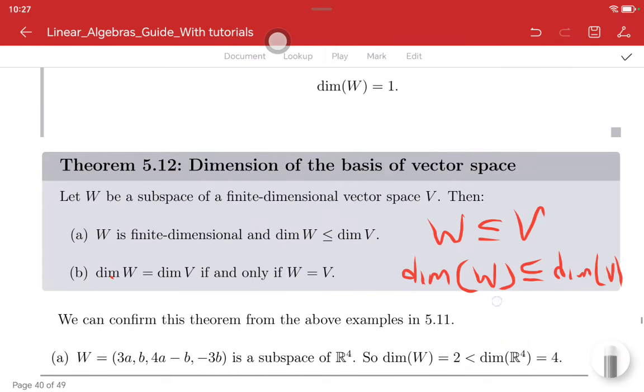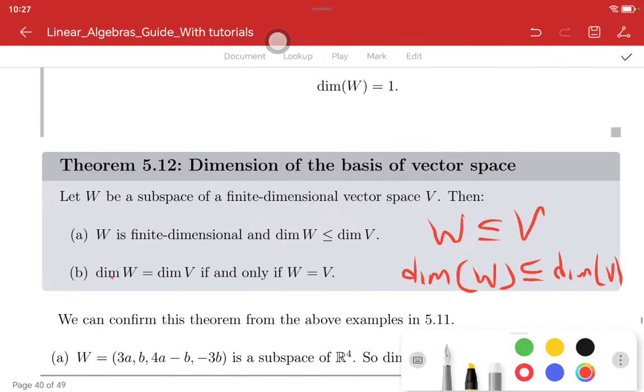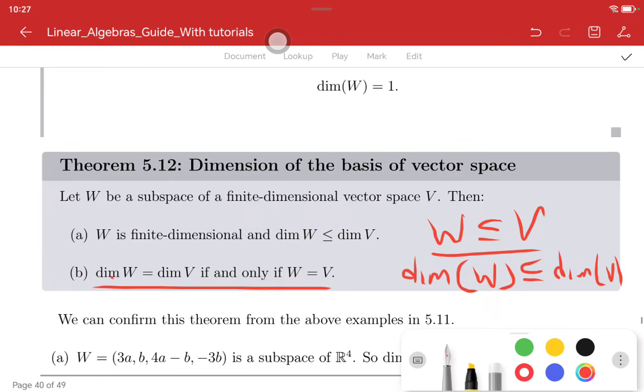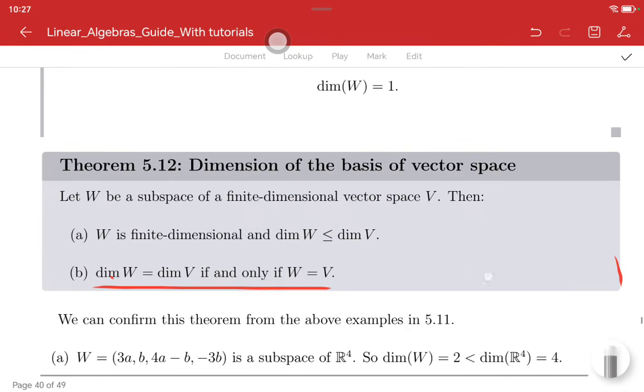And the dimension of these two will only be equal if V and W are equal. This is 1 to 1. You see, right? So if you want to show that a vector space is 1 to 1, you would assume that it has a subspace, and you assume that the dimension of that subspace is equal to the dimension of the vector space.